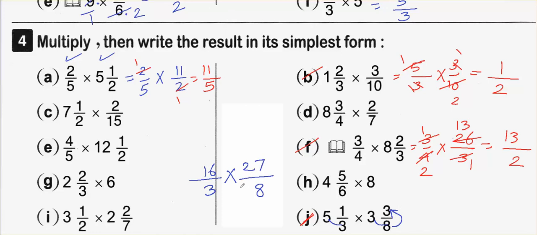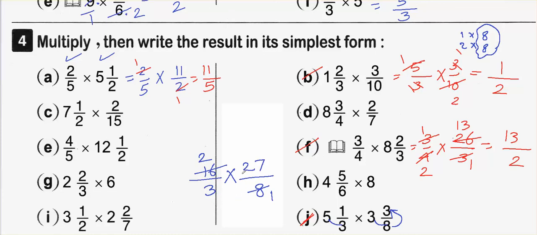Now we are simplifying these two fractions, 16 and 8. 8 divided by 8 equals 1, 16 divided by 8 equals 2, because 16 is divisible by 8. Or we can say 1 times 8 is 8, 2 times 8 is 16. Yes, there is a common factor 8 between 16 and 8.